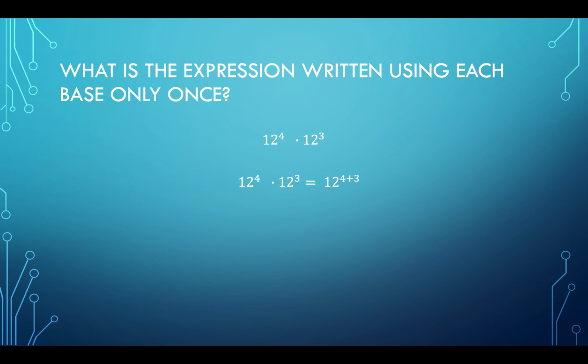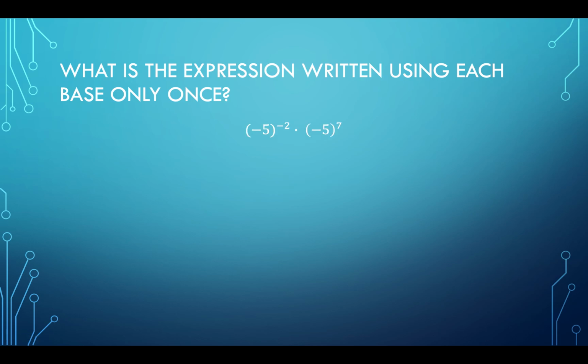Well, what you're going to do is add the 4 plus 3 because they're the same base. They're both 12, so now we can add these exponents together. So 4 plus 3 gives us 7, so your final answer when we rewrite the expression using the base once would be 12 to the 7th power.